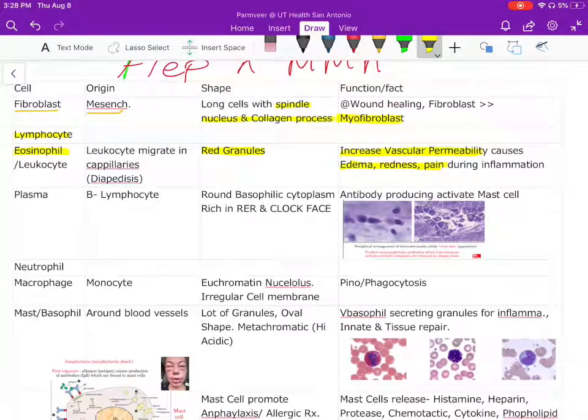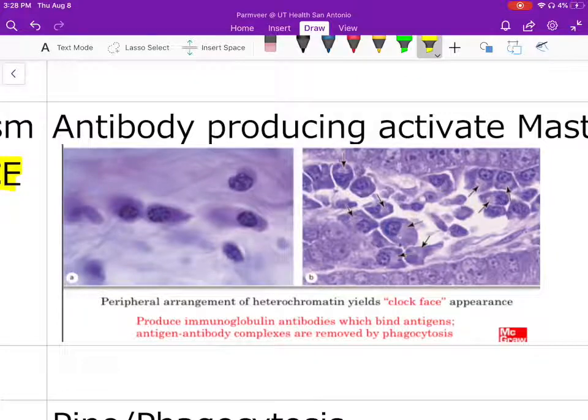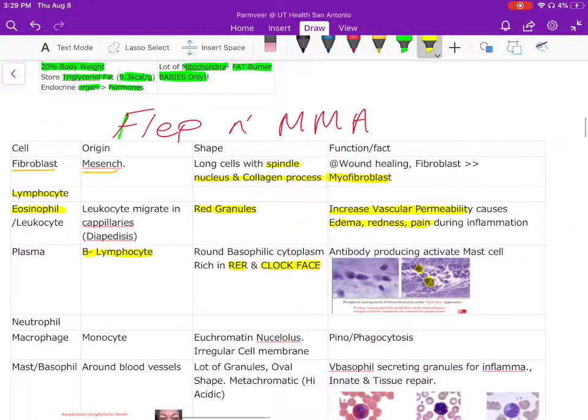Then there are plasma cells, which usually come from B lymphocytes. They have a round basophilic cytoplasm, rich in rough endoplasmic reticulum, and the most common distinction is the clock face. I'll show you here. They look like clocks, so if you see some type of clock shape, that means it is a plasma cell.